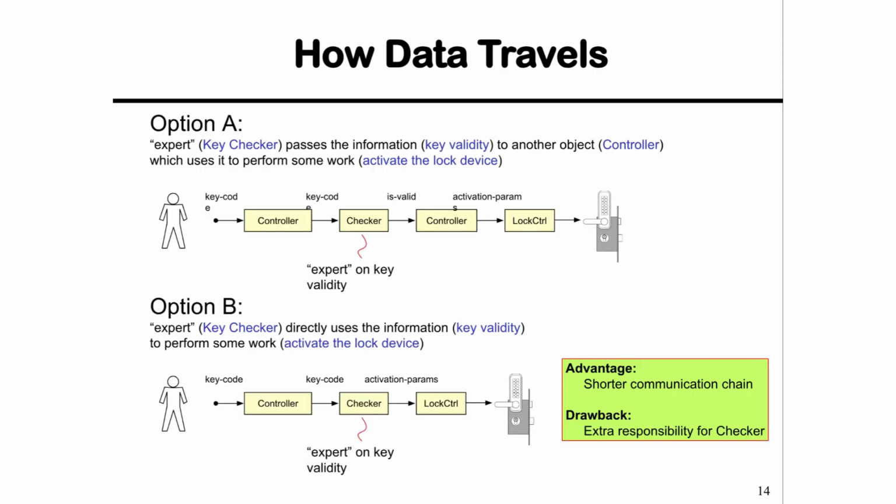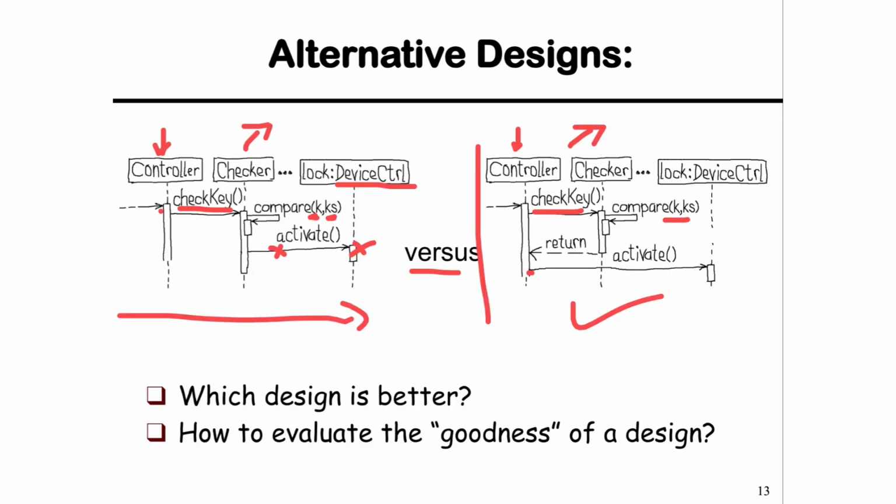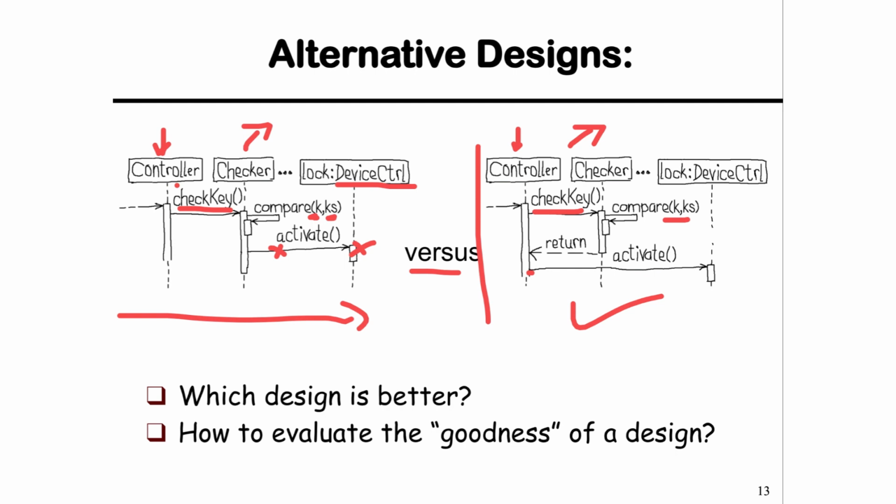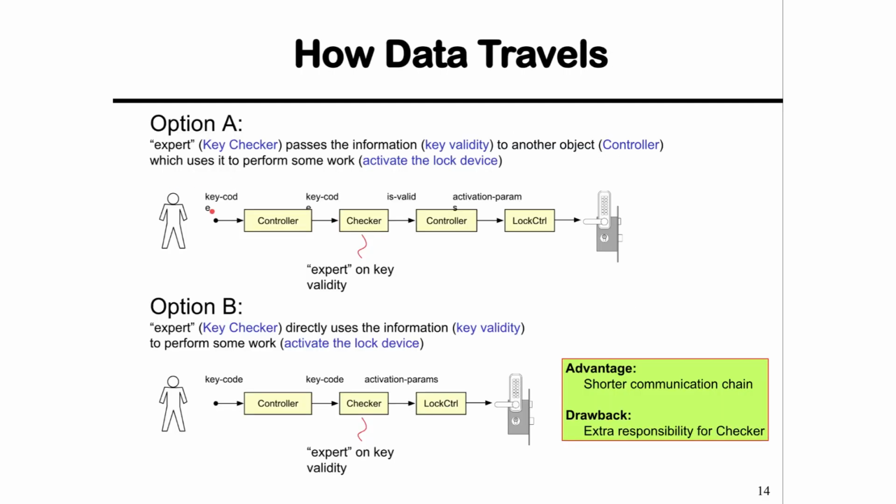So how does data travel? Because here in dynamic modeling, we have been talking about the flow of control and data. So let's see how data travels. The first option in the previous sequence diagram is that key checker passes the information, the validity of the key, to another object, the controller, which uses it to perform some work and then activate the lock. So that some work is activating the lock.